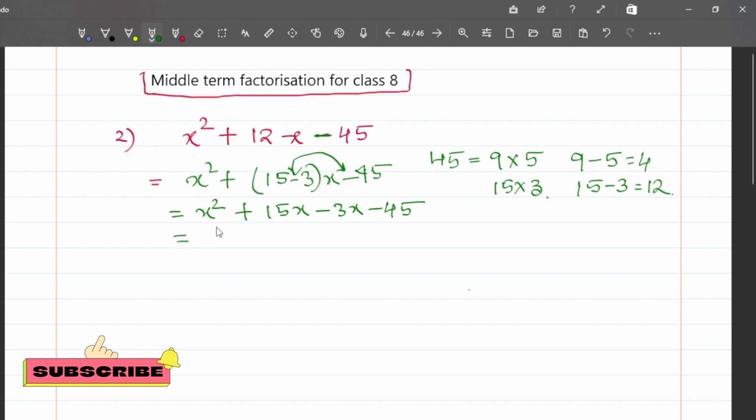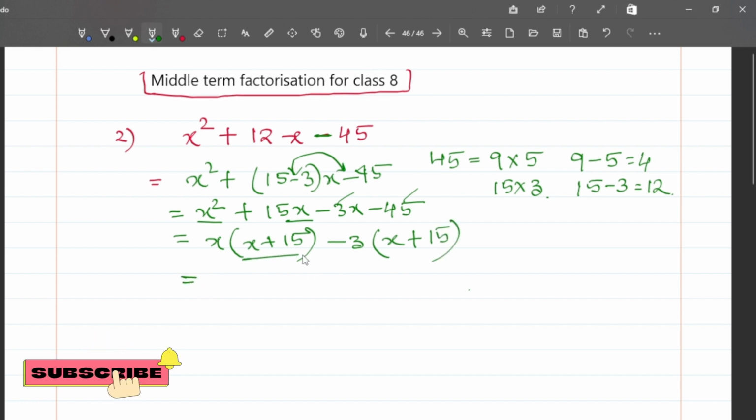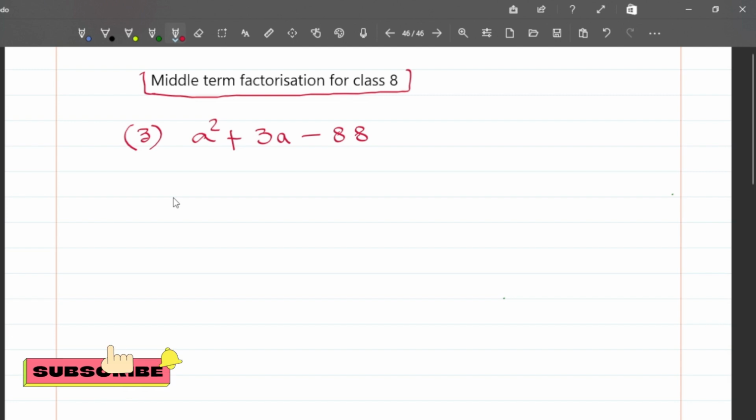and take common from the first two terms. x is the common, so you get x plus 15, and minus 3 is the common from the third and fourth term. In middle term factorization, these two terms are always the same. So you get x plus 15 here as a common and x minus 3 as another factor. Now take another example here.